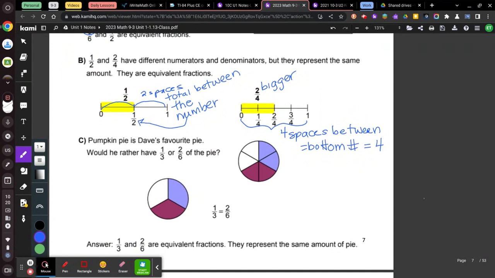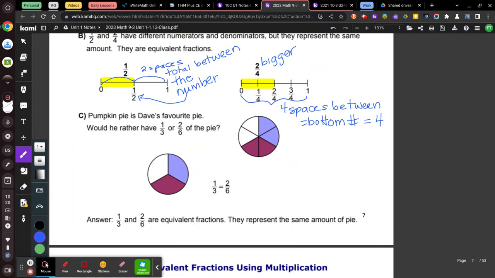So let's take a look at these pies that we have here. It says pumpkin pie is Dave's favorite pie. Would he rather have 1/3 or 2/6? Well, let's take a look at what he divided his pie into. Well, here he cut into 3 pieces. So if he takes the white one out, what would he have? He had 2 that he has left over. So this can be for someone else and this can be for someone else. But he ate one big giant piece.